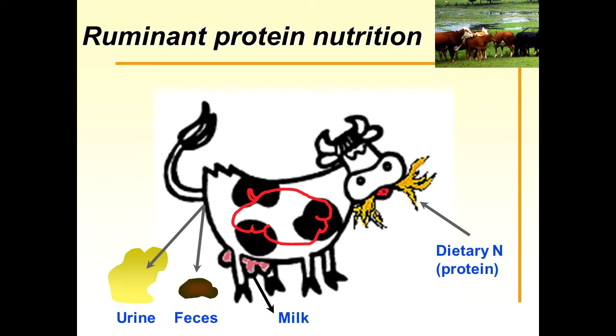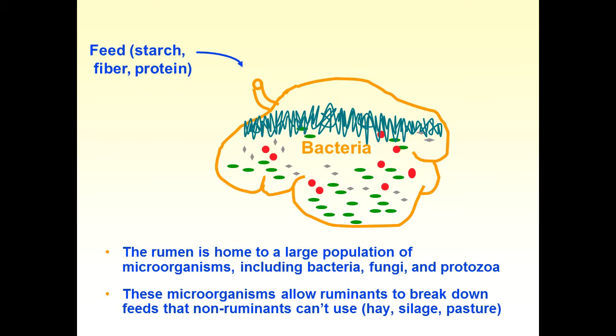But as usual, ruminants are just a little bit more complicated. Just as with monogastrics, what goes in the front end must come out the back end. In the case of cows, it's going to be milk, urine, and feces. What makes cows more complicated is what happens in between, and that is the impact of the rumen bacteria. Now, the rumen bacteria are what make cows great.